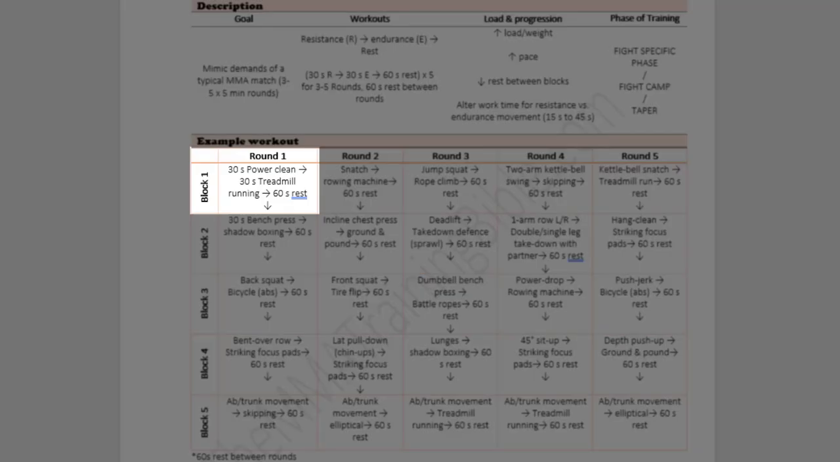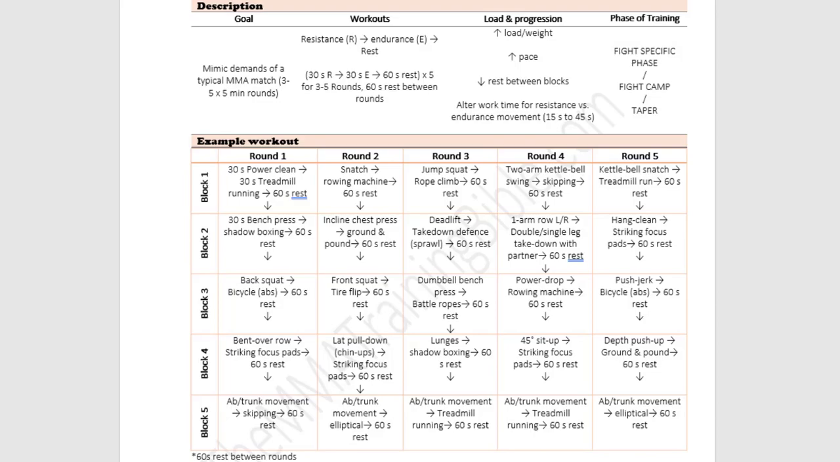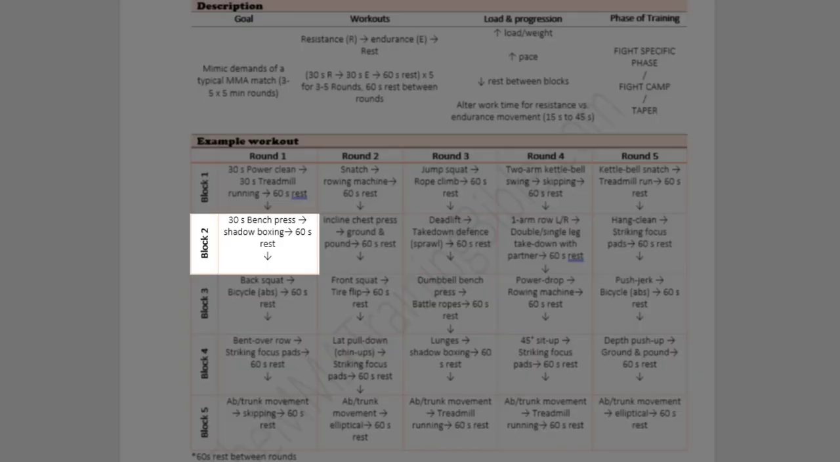Now, as you can see here in round 1, the first block, we're pairing the power clean with the treadmill, specifically running, followed by 60-second rest. So you'd perform the power clean for 30 seconds, then go right to the treadmill, run for 30 seconds, then take 60 seconds of rest. Then after that, you move to block 2, which pairs the bench press and shadow boxing, each for 30 seconds, again followed by 60 seconds of rest.